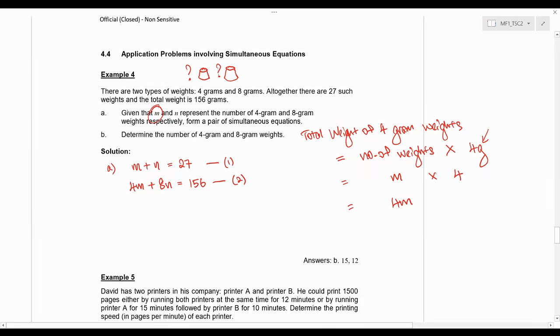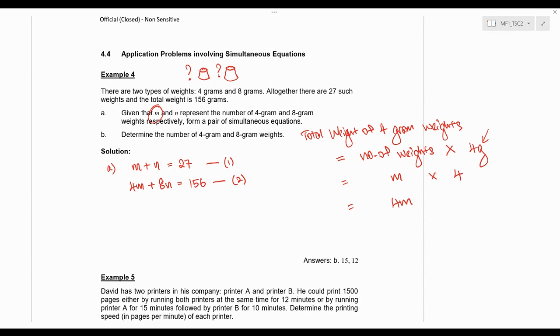Okay, formulation of the equation is very important because if you can't do this, then you're kind of stuck. All right, take some time to think about that. Make sure it makes sense, right? 4 times M plus 8 times N should make sense to give you 156 grams.